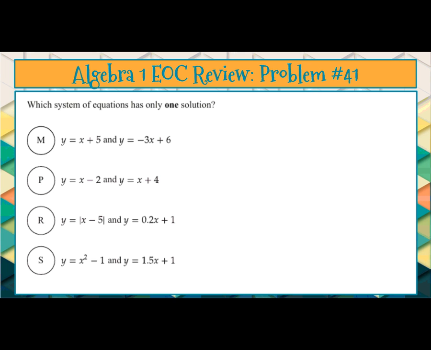So you could do a couple different things and you could graph. These are two lines, there's another two lines, here's an absolute value and a line, here's a quadratic and a line. So you could graph each and every one of them. But I'm going to go ahead and tell you there's an easier way to do this.